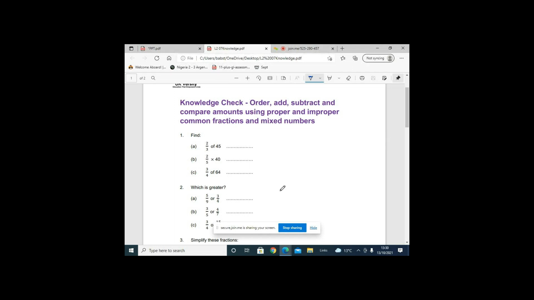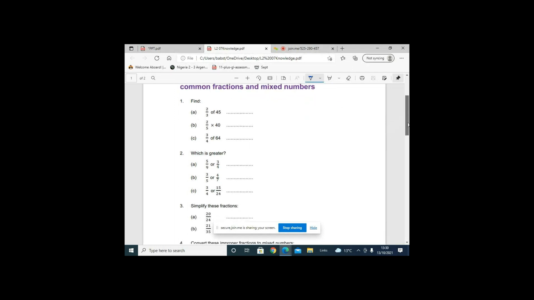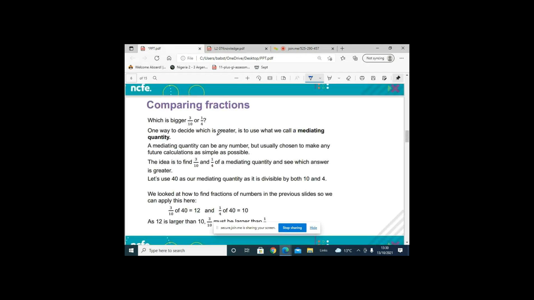So let's now go to the next part. I'm going to do one for you. We want to know which fraction is greater. So for example, which one is bigger between 3/10 and 1/4? 3/10 is 30%, while 1/4 is a quarter, which is 25%.